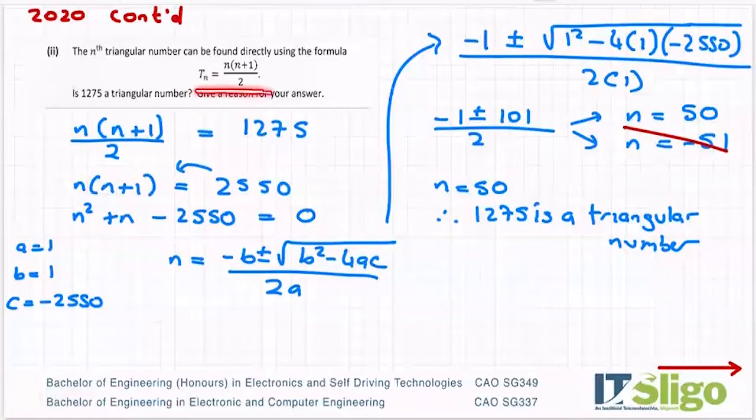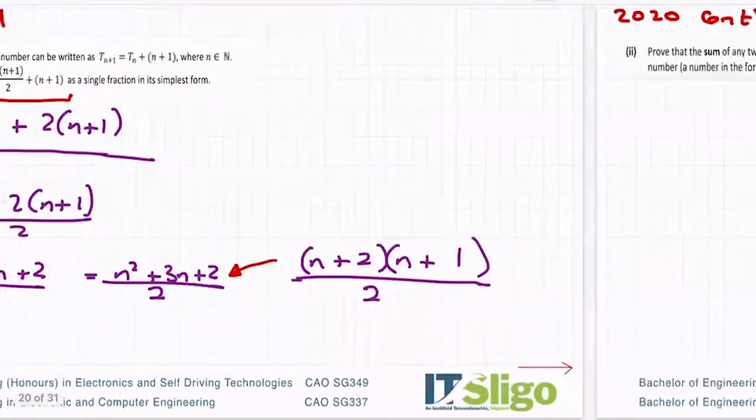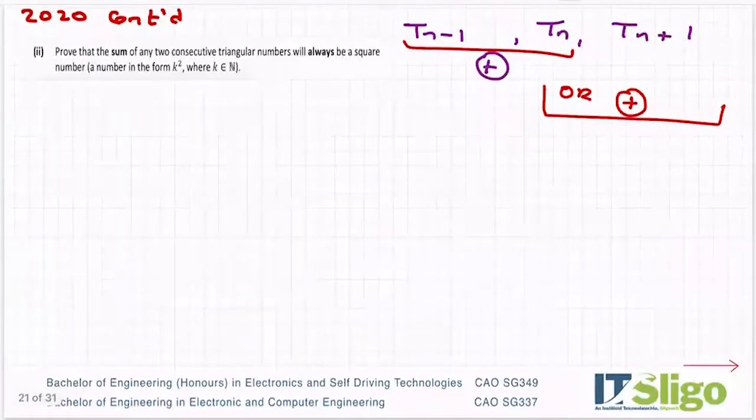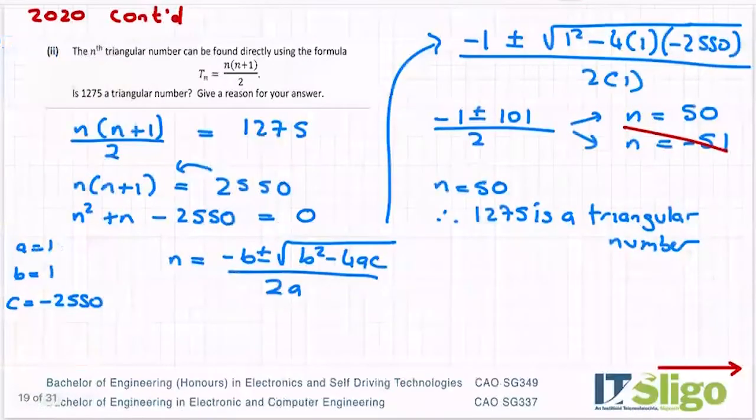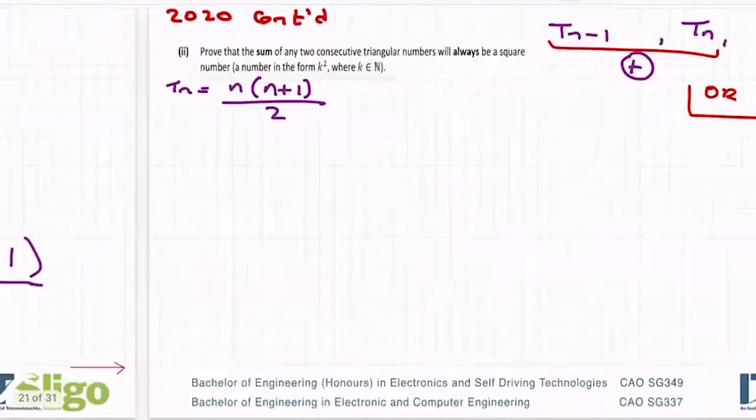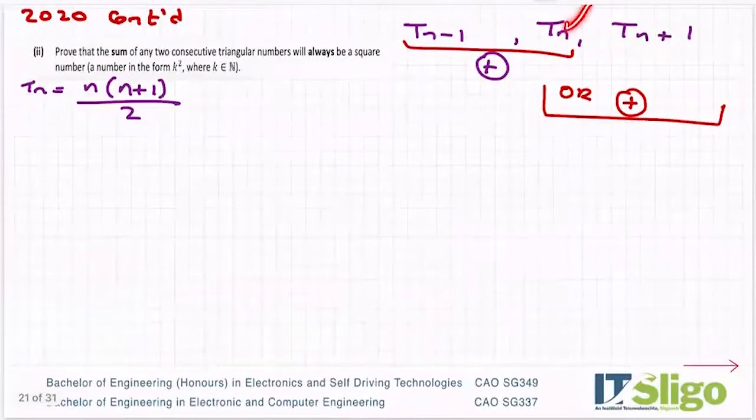I see an expression for Tn, so I'm definitely going to use Tn. Okay, so let me write that one down. Tn is equal to n times n plus 1 over 2. Let me just make sure I took that down right. n times n plus 1 over 2. Okay, so that's the Tn one taken care of.